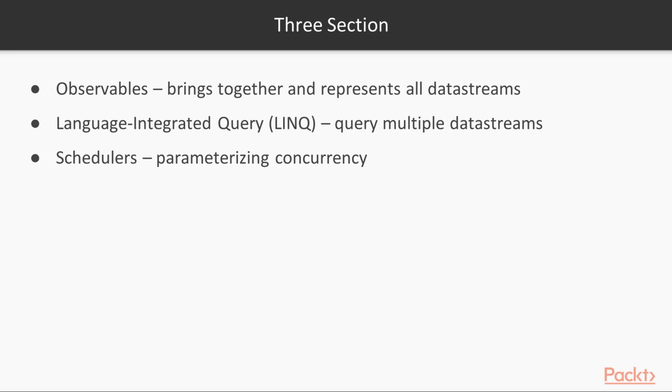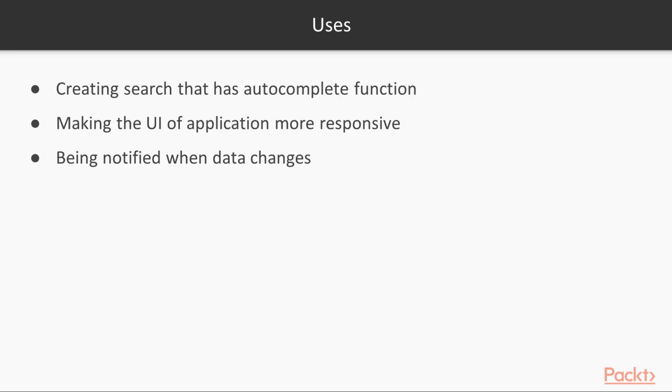The question on many minds might be why developers should use or find a use for Rx. Here are a few examples where Rx is really useful. Creating a search that has an autocomplete function. You don't want the code to perform a search for each value you type in the search area. Rx allows you to throttle the search, making the UI of your application more responsive. Being notified when data changes instead of having to poll the data for changes. Think of real-time stock prices.